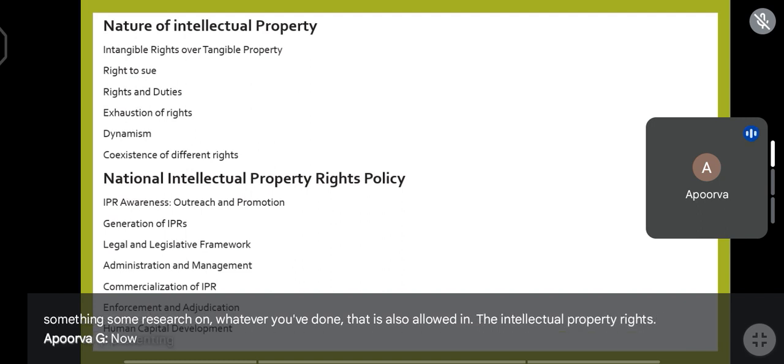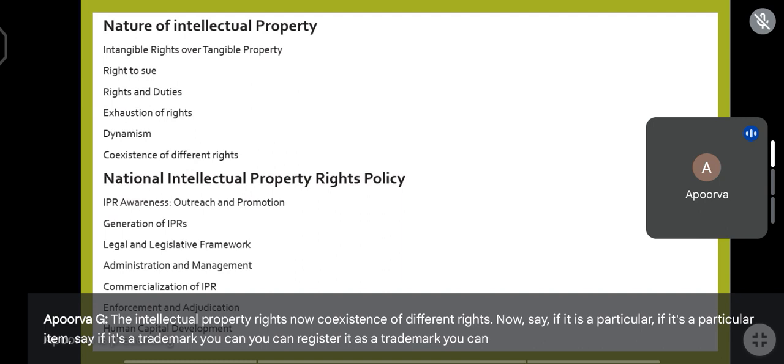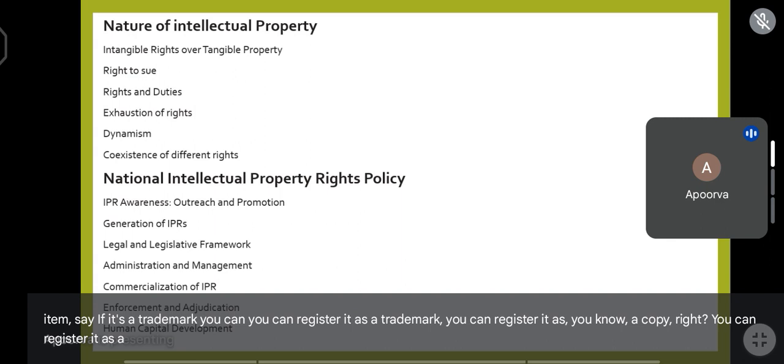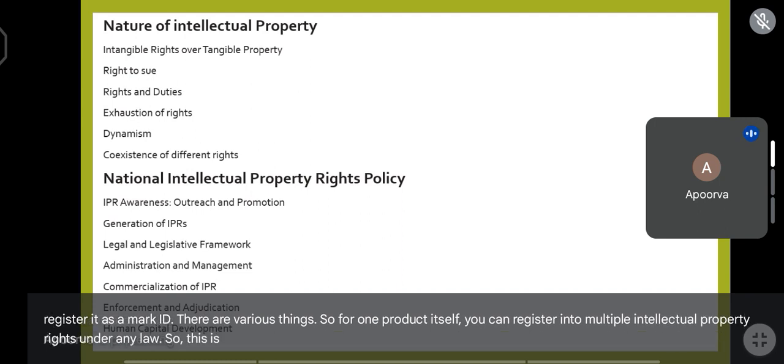Now, coexistence of different rights. If it is a particular item, say a trademark, you can register it as a trademark, as a copyright, or as a mark ID. There are various things. So for one product itself, you can register multiple intellectual property rights under any law. So this is the nature of intellectual property. There are 6 types of natures of what is an IP.